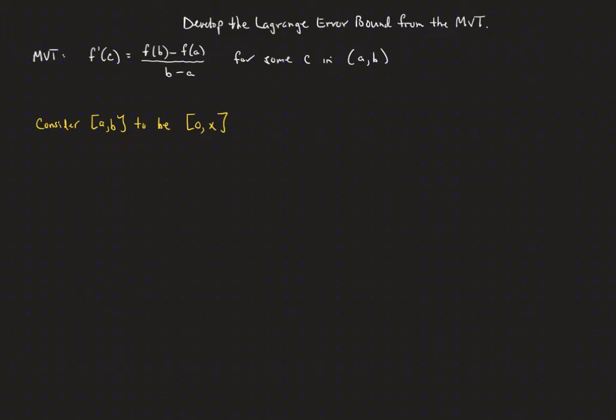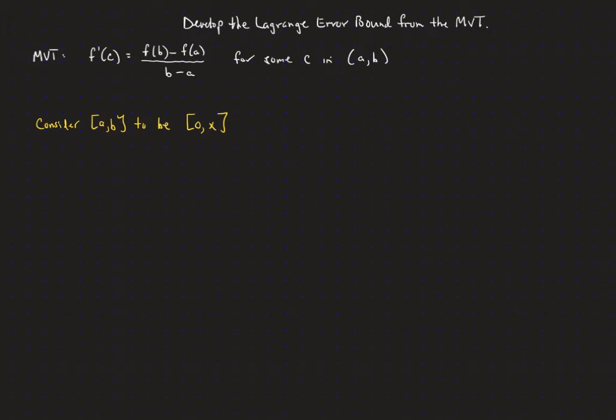In this video, we're going to look at developing the Lagrange error bound from the mean value theorem as a way of better understanding this whole idea of the Lagrange error bound. Just to remember, the mean value theorem says that if f is differentiable on the open interval from a to b and continuous on the closed interval from a to b, then the derivative f prime of c is equal to f of b minus f of a over b minus a for some c in that interval from a to b.